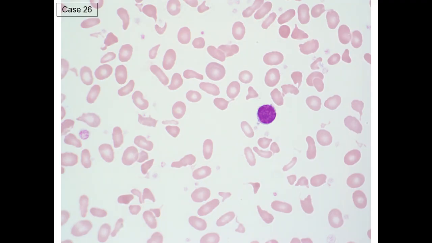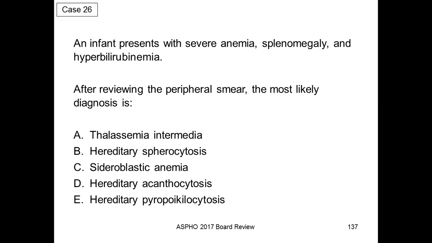Case number 26. So this is an infant who presented with severe anemia, splenomegaly, and hyperbilirubinemia. After reviewing the peripheral smear, the most likely diagnosis is thalassemia intermedia, spherocytosis, sideroblastic anemia, hereditary acanthocytosis, or hereditary pyropoikilocytosis.